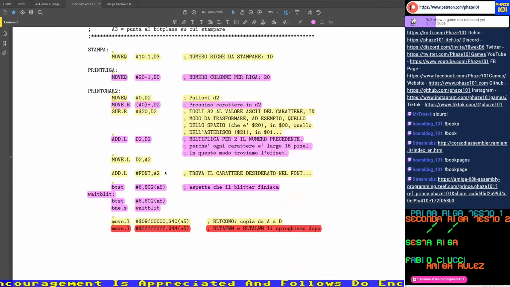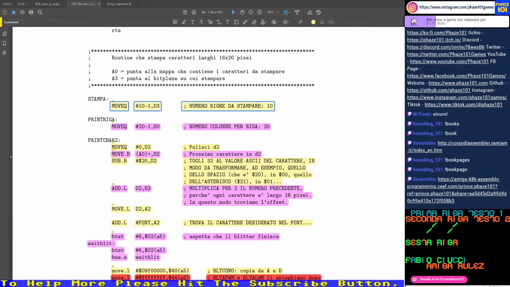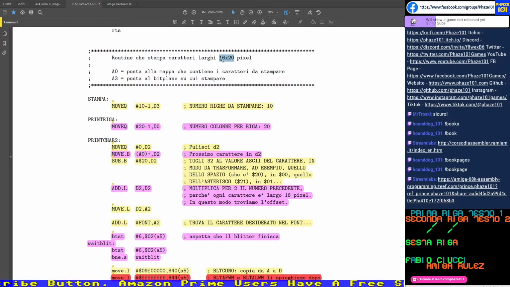How is this magic done? How he's printing characters to the screen is very easy. We know, first of all, each character is 16 pixels by 20 pixels high. So 16 times 20.